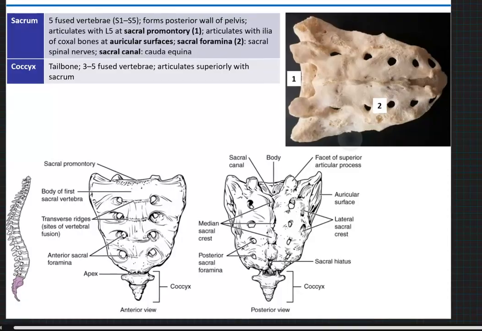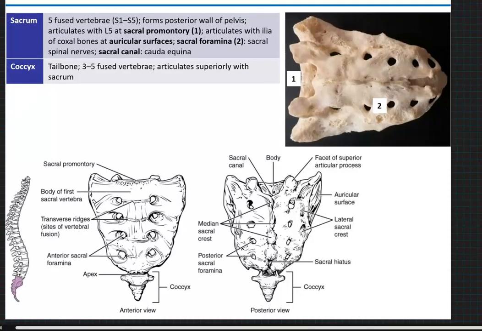Finally, sacrum and coccyx. So, sacrum is on the right. These are 5 vertebrae that are fused. The sacral promontory is the articulation between the sacrum and the 5th lumbar vertebra.